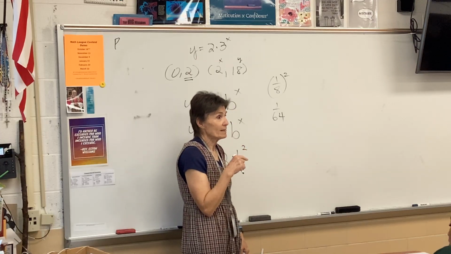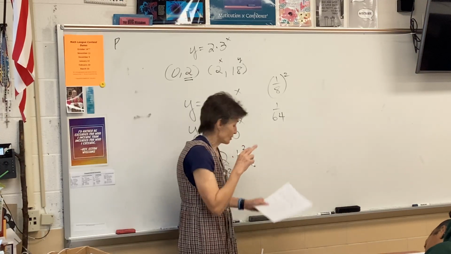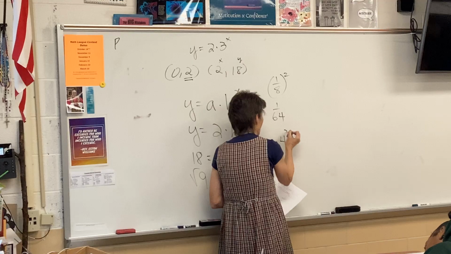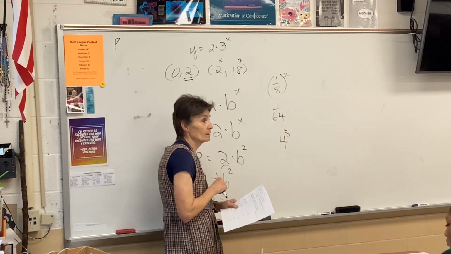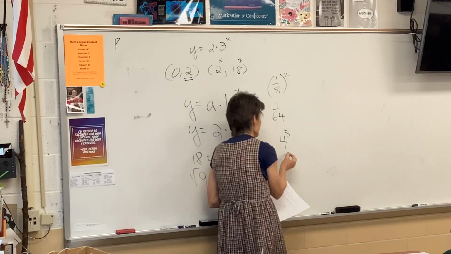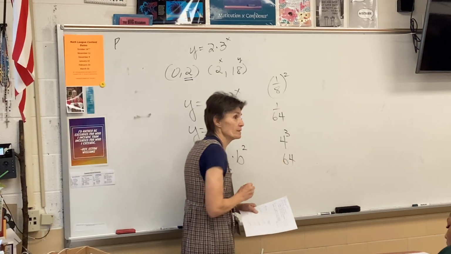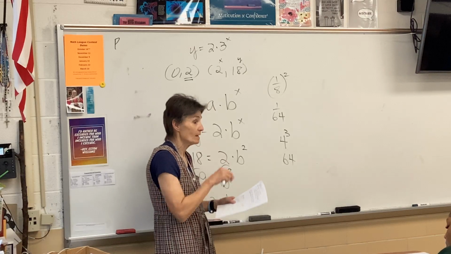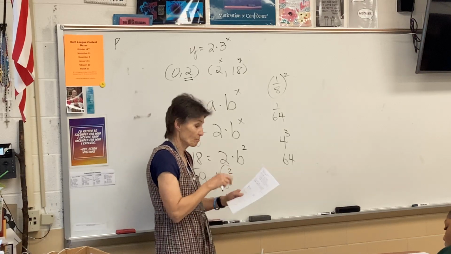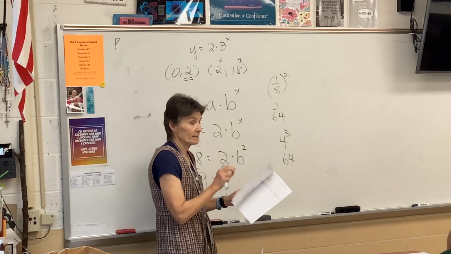Isn't B the same thing? So B is going to be 4 cubed, 4 over 1, and 4 cubed is 4 times 4 times 4, 64. If you don't have it memorized, I have to figure it out. This is no calculator. This is what we're doing now. We'll get to the calculator part.